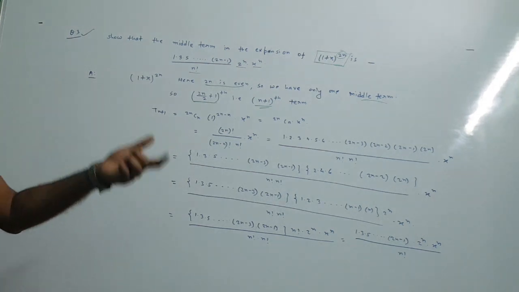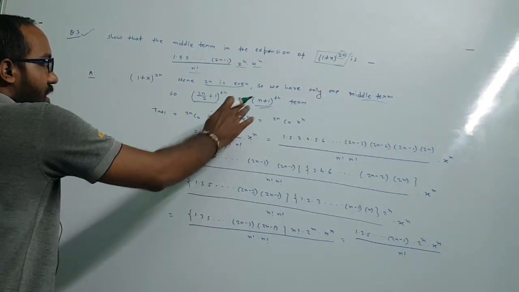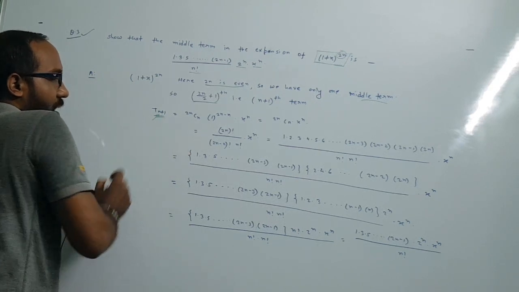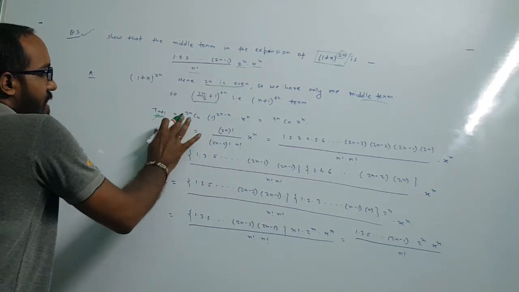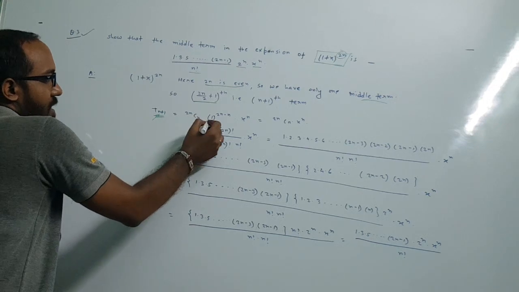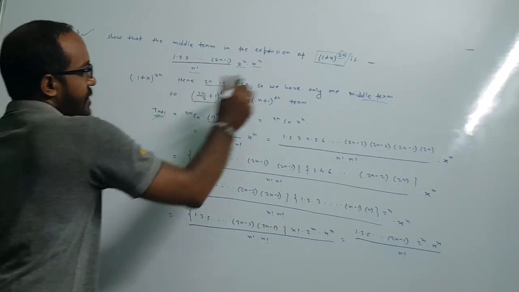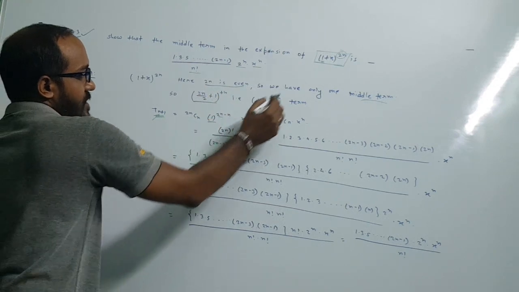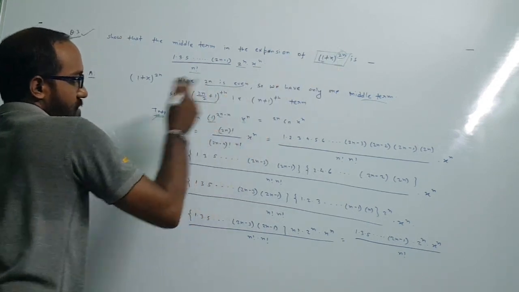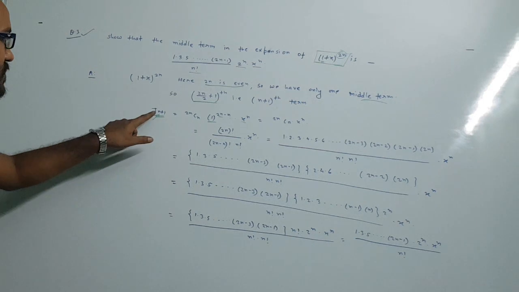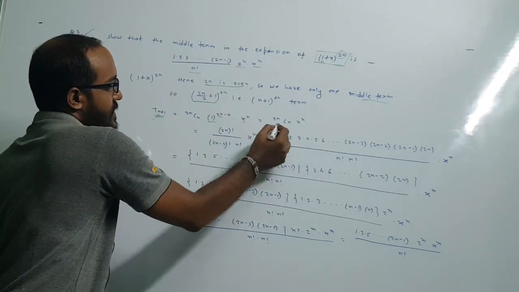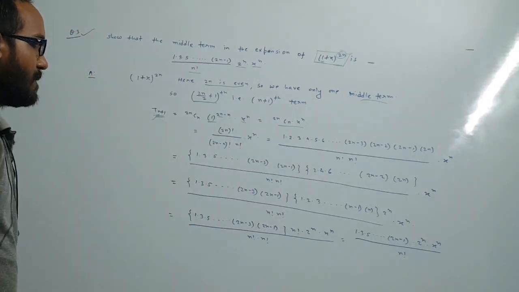Now we know the general term, the T r plus 1th term. So here it is the T n plus 1th term, so r is your n. So nCr, that is 2nCn, x to the power n minus r is x to the power n, with a to the power r, where a is 1 and r is your n. Now 1 to the power something is 1, so we have 2nCn x to the power n.